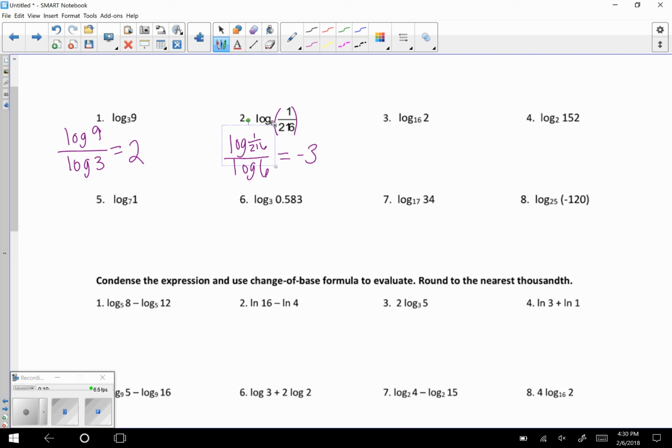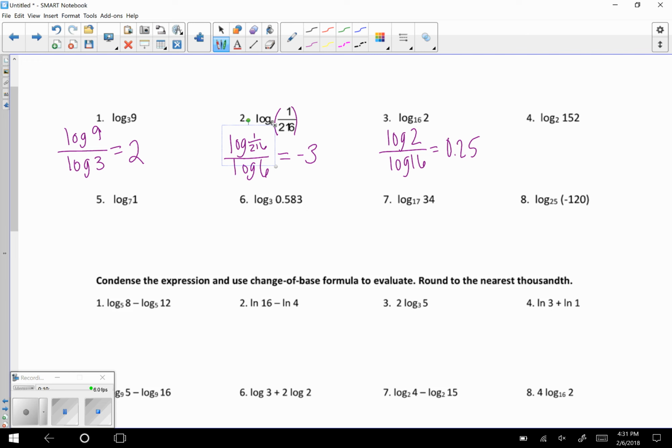Now we're going to keep going. The next one, log base 16 of 2. 2 is smaller than 16, but again, the bigger font size goes on top. Log 2 over log 16 equals, and you should get 0.25.